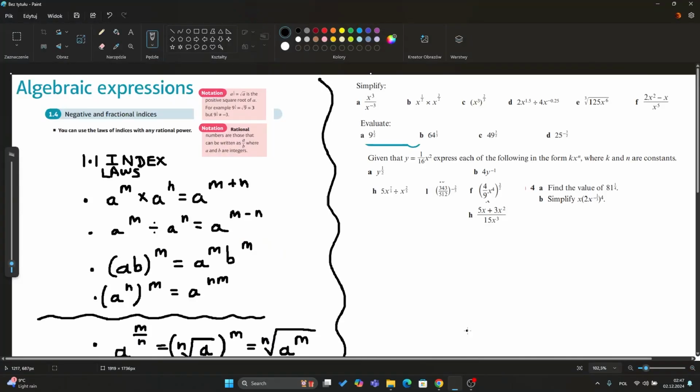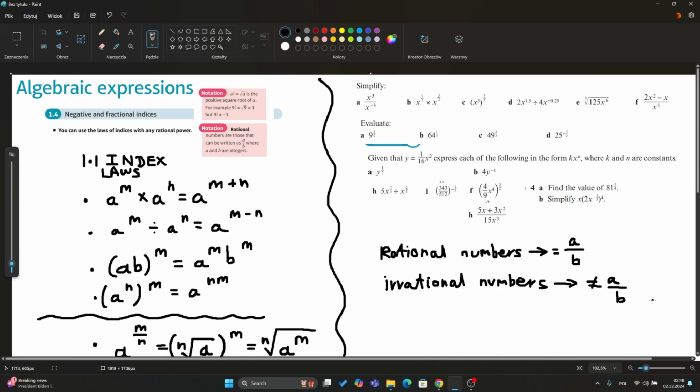Hello and welcome to Algebraic Expressions chapter, where today we're going to look at negative and fractional indices. So we can use the laws of indices with any rational power, where the rational numbers are the numbers that can be written as a over b. So the rational numbers can be expressed as a over b, where a and b are integers, and irrational numbers cannot be represented as a over b.